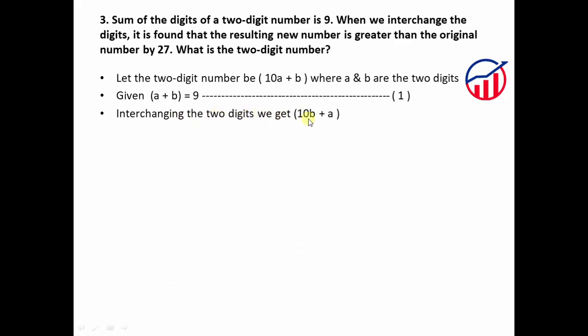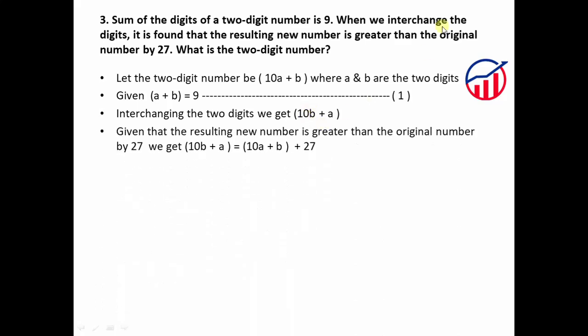Interchanging the 2 digits, we get what? So what's the number which is there? 10a plus b. So when you interchange these 2 digits, what are you going to get? 10b plus a. When we interchange the digits, it's found that the resulting number is greater than the original number by 27.